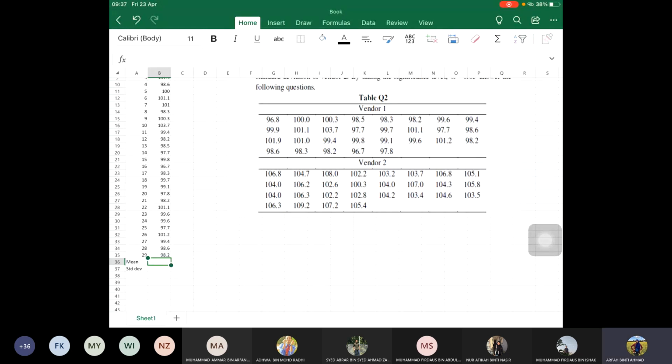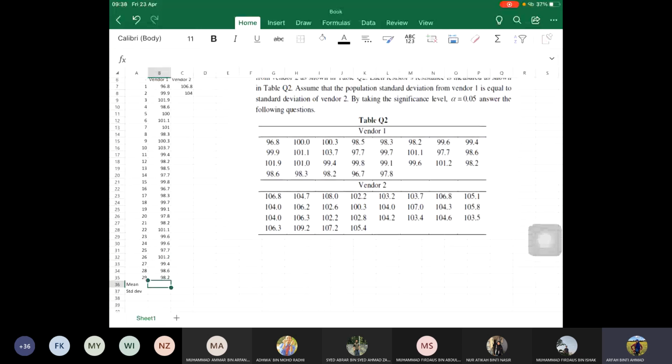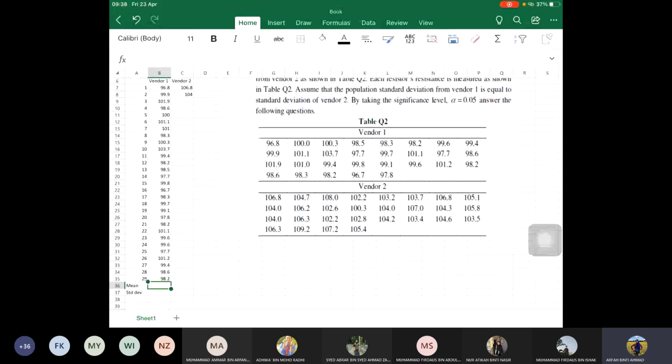Ada yang dapat tak? Berapa nilai mean and standard deviation? Ui, ada yang dapat Ahmad? Sekejap, tengah key in lagi. Okay, tak apa. Awak key in untuk vendor 2 sekali. Lepas tu nanti bagi saya jawapan. Sebab saya malas lah nak key in. Kau buatlah kira. Aku tunggu jawapan je.